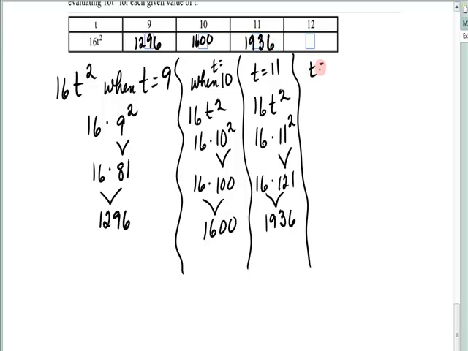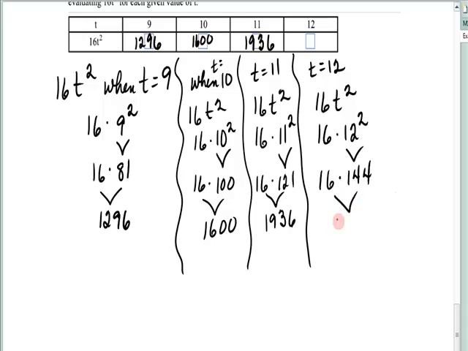And finally, when the time is 12 seconds, how far will it fall? 16t squared is the formula. 16 times 12 squared. Evaluate that. 12 times 12 is 144. I need to multiply that by 16. And I get 2,304. Now, that's the end of that problem.